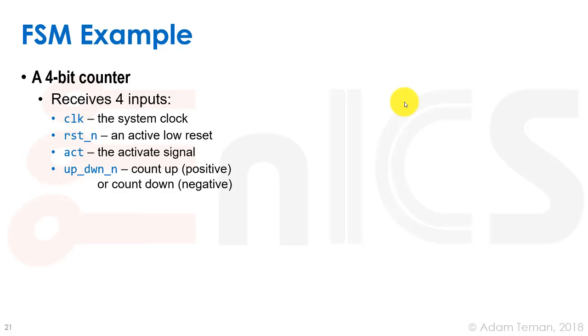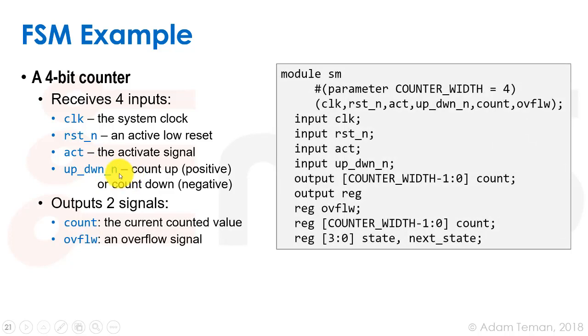Our 4-bit counter has 4 inputs. It has the system clock called clock. It has a low reset. This time we call it reset_n. It has an activate signal, which is kind of an enable. It says if we're going to count or just do nothing. And it has another signal that says if we're going to count up or down. So if this up_down_n is 1, then we're going to count up. If it's 0, we're going to count down. It has 2 output signals. One of them is count. It's a bus that tells what the value of the current count is. And one of them is overflow. It says if we passed 1, 1, 1, 1, or we went below 0, 0, 0, 0, we overflowed.